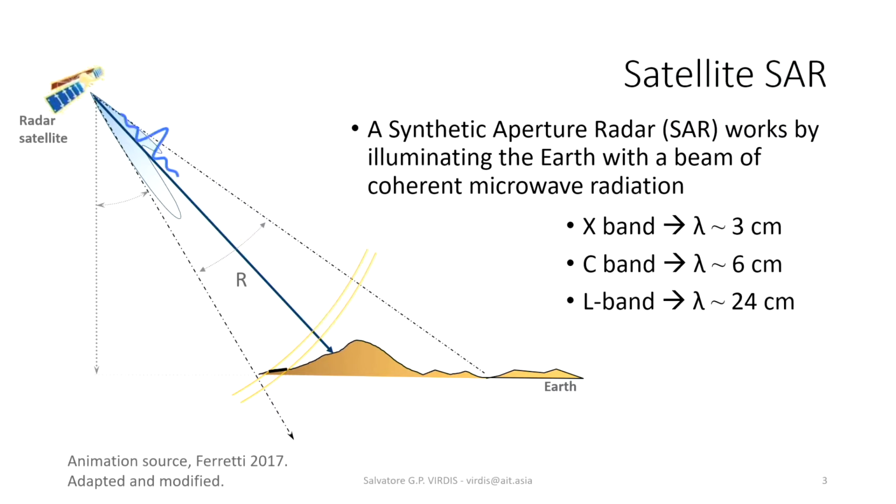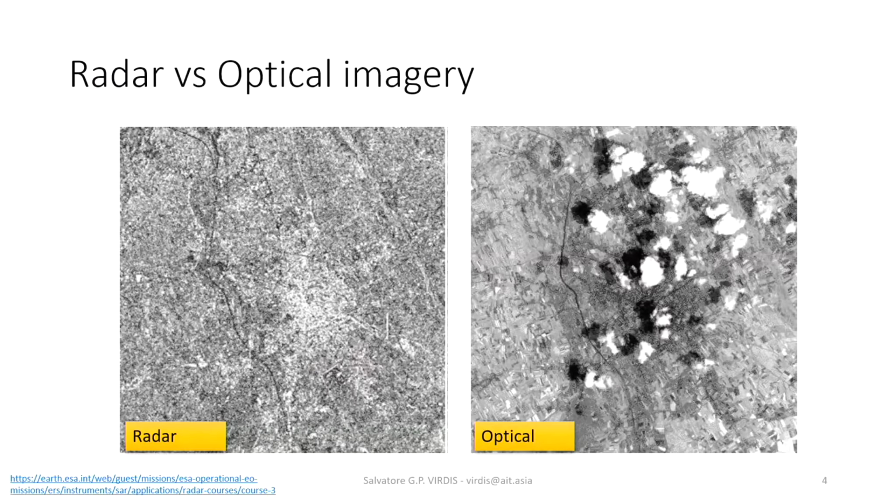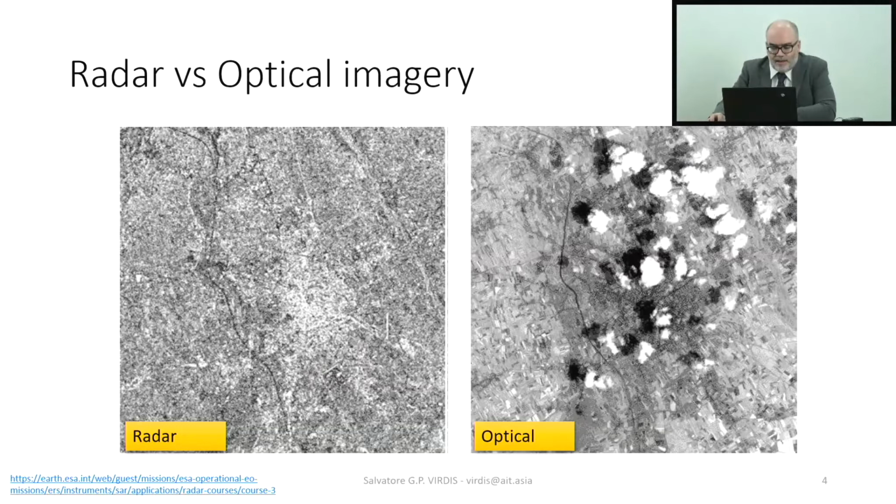So radar works in an active mode. They generate pulses, and they also receive the backscatter pulses. This is the main functioning of this sensor. And why are radar sensors, SAR sensors, so important? Here we can see one of the main characteristics. On the left, we have a SAR image, while on the right, we have an optical image. These images are taken the same day in the same location.